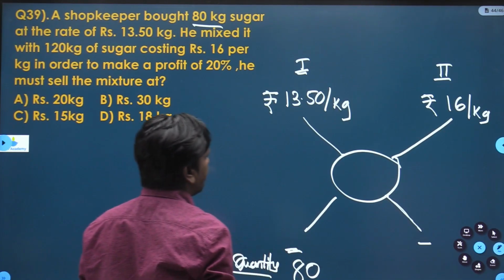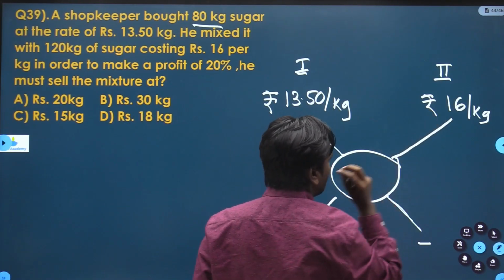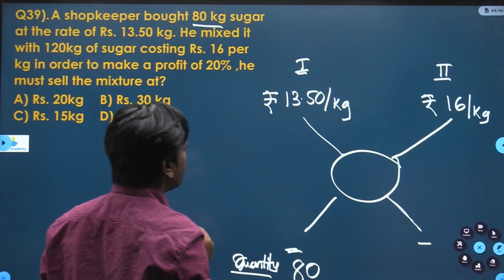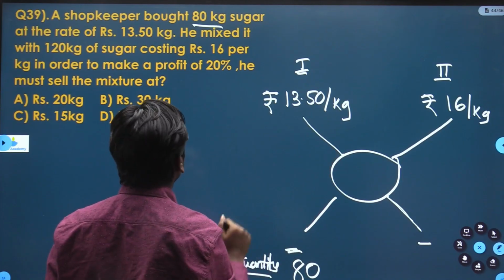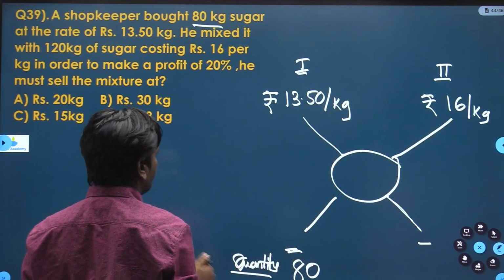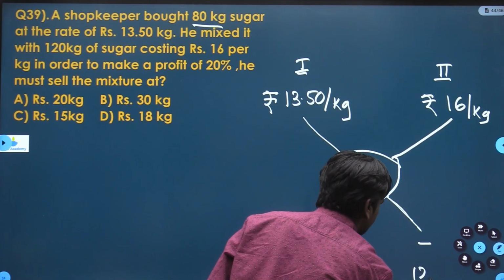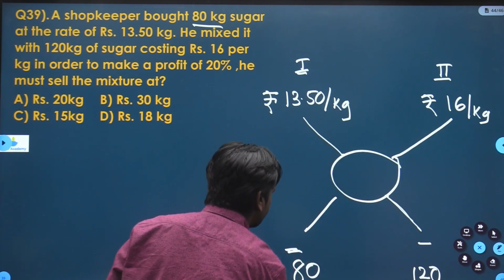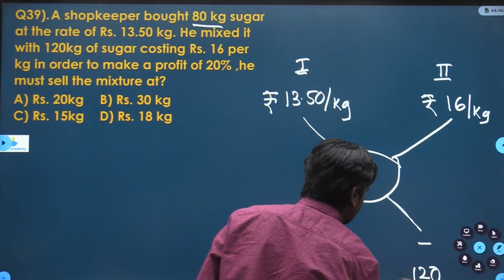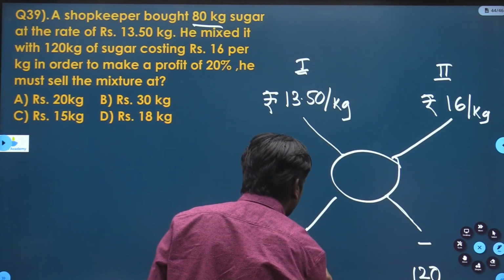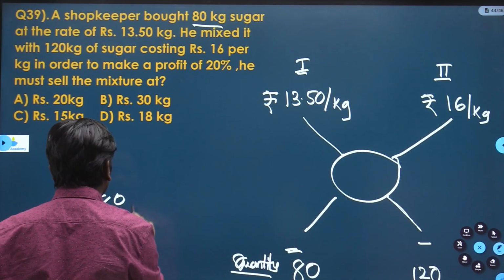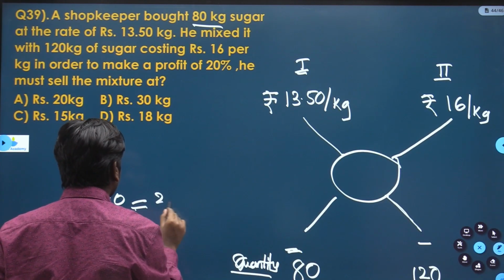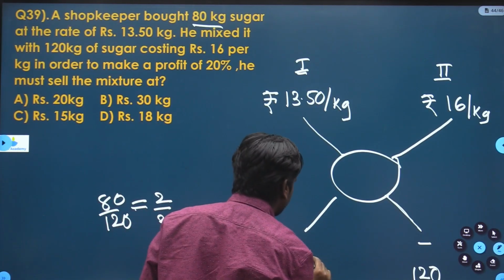And this quantity, how much have we mixed? The sugar at 16 rupees per kg, the quantity of this quality is how much? 120. So you just find out this ratio. What is the ratio? The ratio is 2:3.